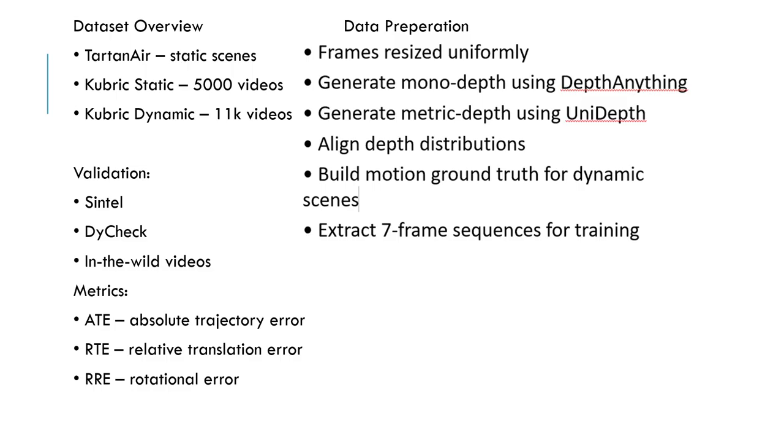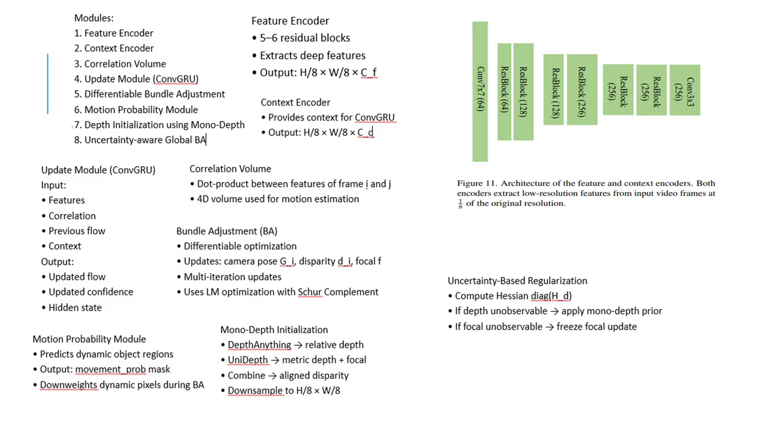And how is the data preparation done? Frames are resized uniformly, and they generate mono depth using Depth Anything and metric depth using UniDepth, and align the depth distribution. They build motion ground truth for dynamic scenes, extracting 7-frame sequences for training. That means for training they are taking only 7-frame sequences.